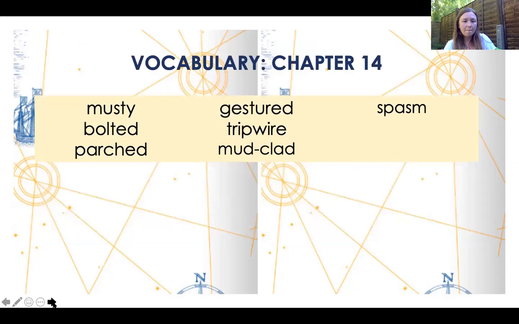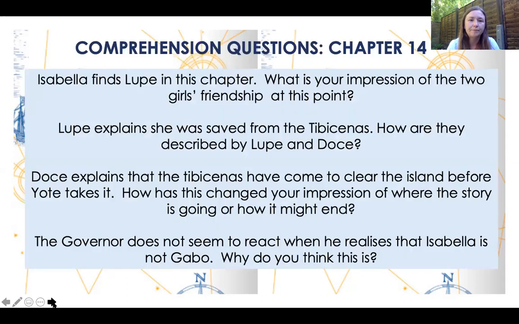Chapter 14 vocabulary: musty, bolted, parched, gestured, tripwire, mud-clad, spasm. Isabella finds Luke in this chapter. What is your impression of the two girls' friendship at this point? Luke explains she was saved by the Tibicenas. How are they described by Luke and Doce? Doce explains that the Tibicenas have come to clear the island before Yota takes it. How has this changed your impression of where the story is going or how it might end?